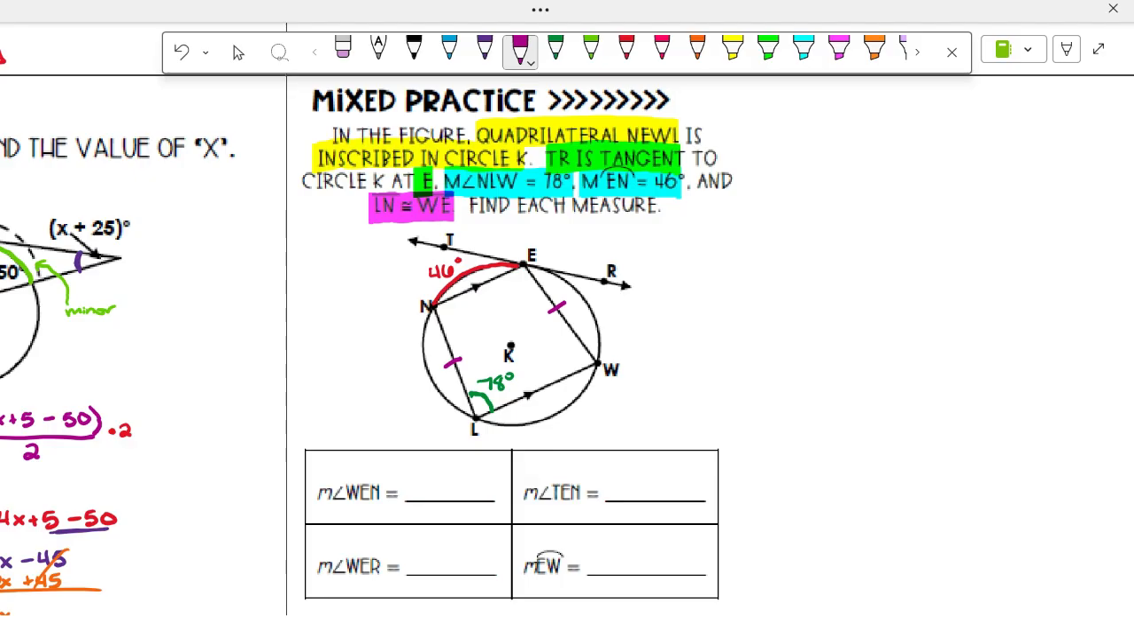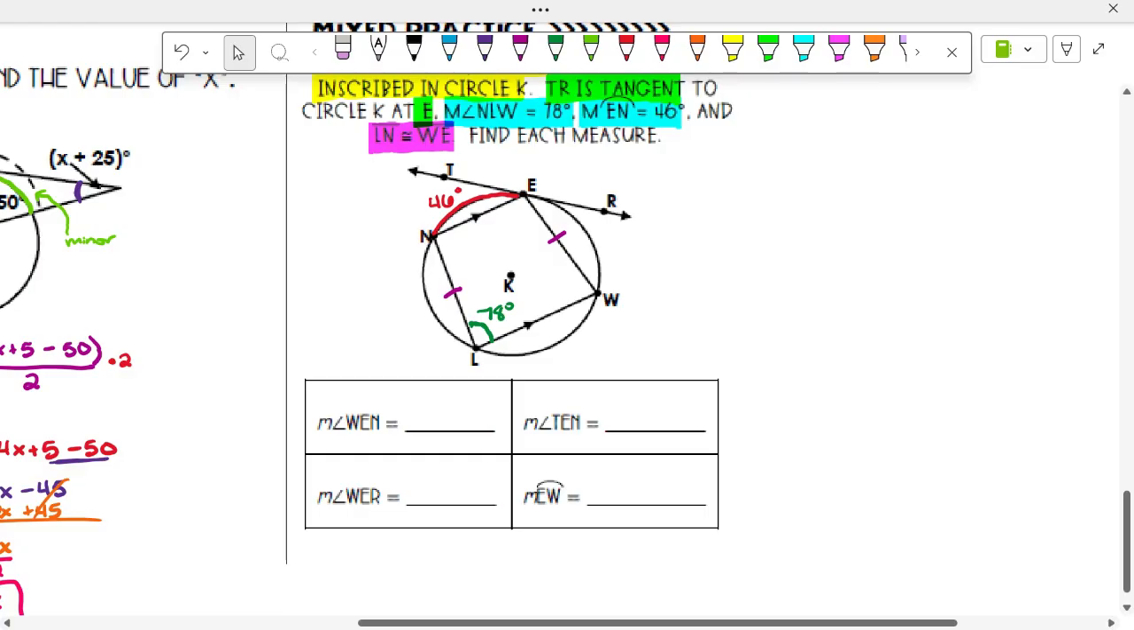Now, we're probably going to go out of order because some are easier to find than others, and you need some of the others in order to get the others. So I would say finding the measure of TEN is going to be easy. So we're going to find the measure of TEN, which is this angle right here.